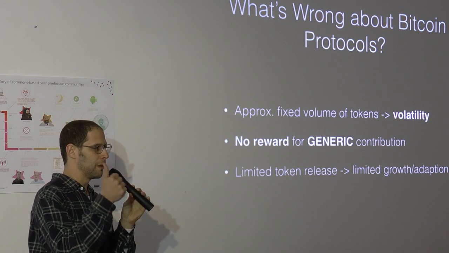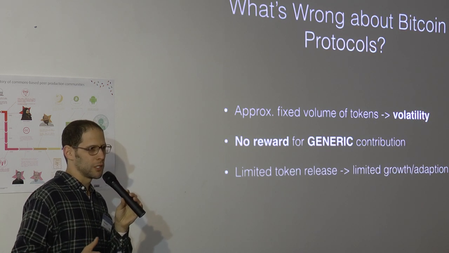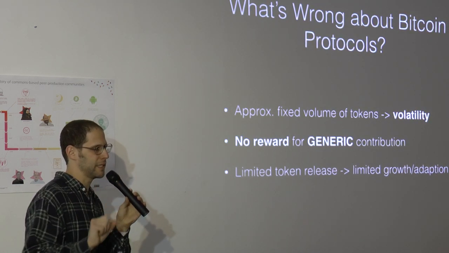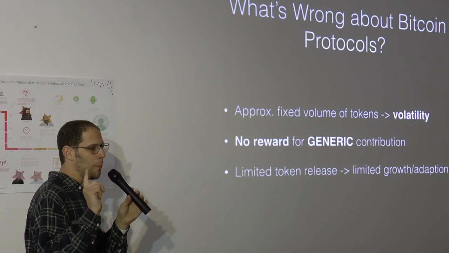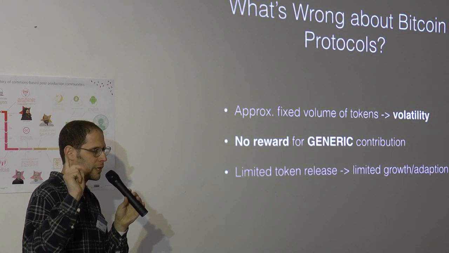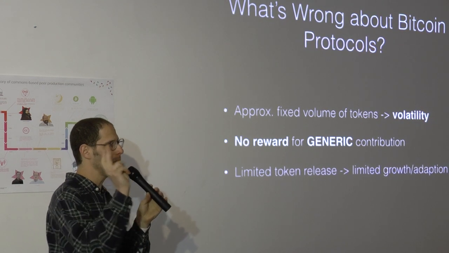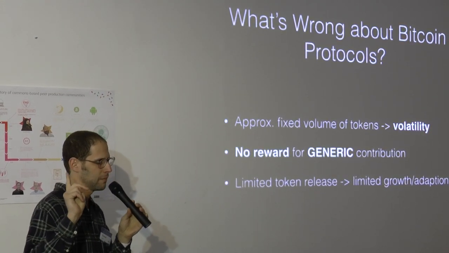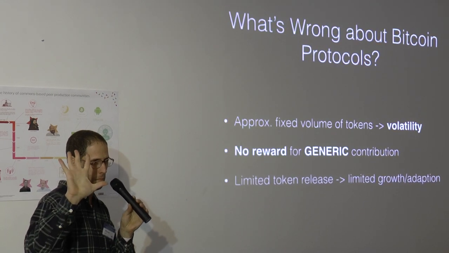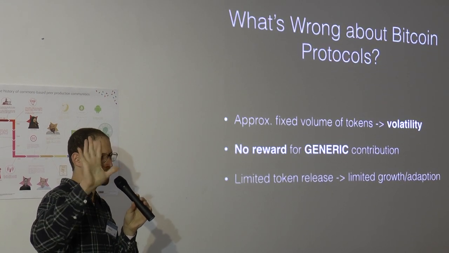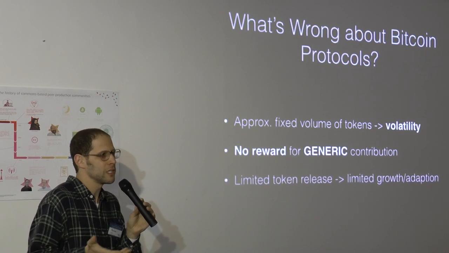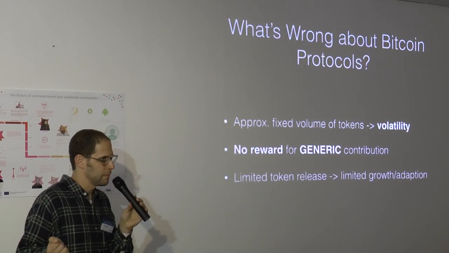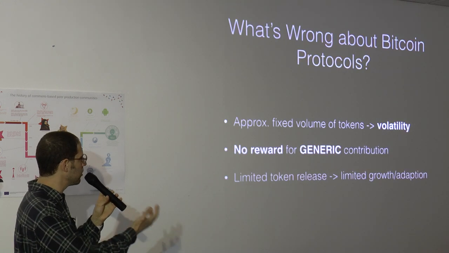So, for example, mining is being rewarded. So how about the miners sector? It is fully saturated. How about the designing sector of Bitcoin? Designing, coding. How many coders are coding Bitcoin full-time? A $4 billion economy with four to eight coders. How come? Because they're not being incentivized directly. So there is no reward for generic contribution.